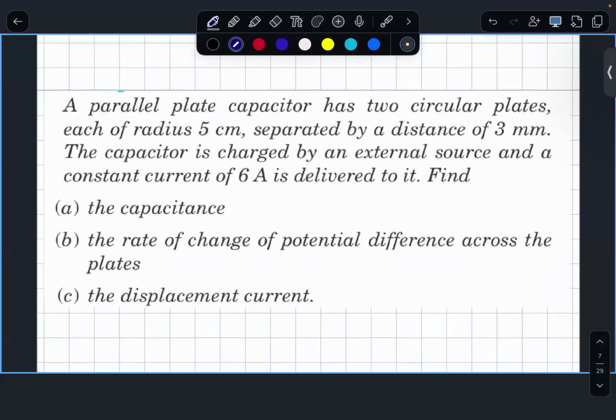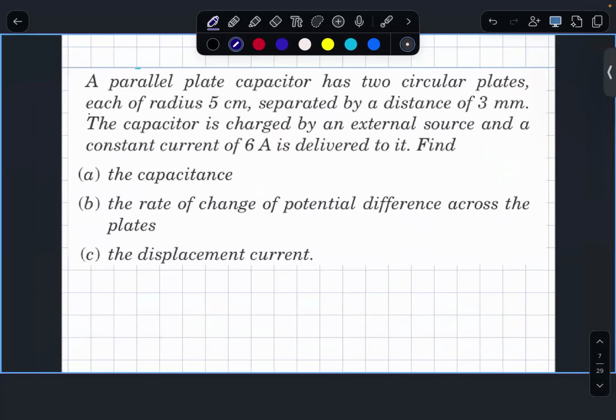A parallel plate capacitor has two circular plates, each of radius 5 centimeter, separated by so and so distance. Capacitor is charged by an external load and a constant current of 6 amps is delivered to it. Find capacitance. Epsilon naught A by D gives you capacitance. The rate of change of potential difference across the plates: Q is equal to CV, current is equal to C dV by dt. The displacement current. This is the displacement current. Why not?